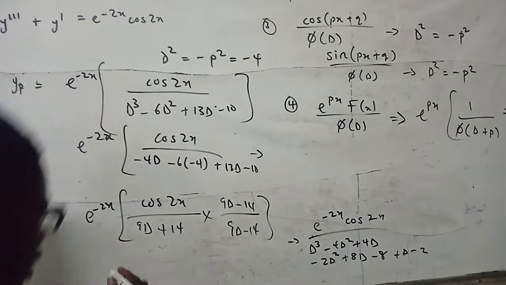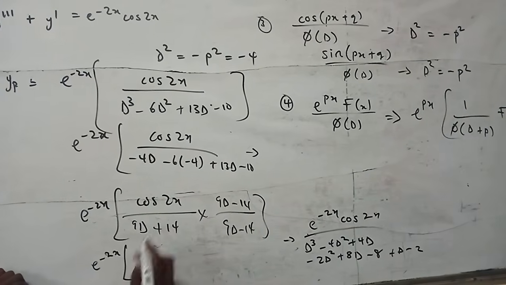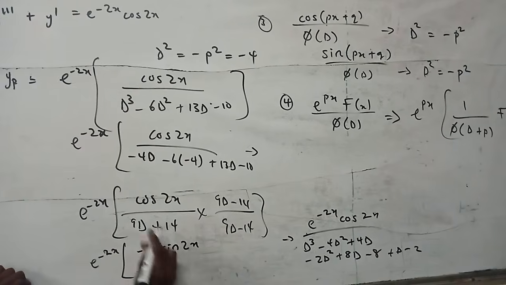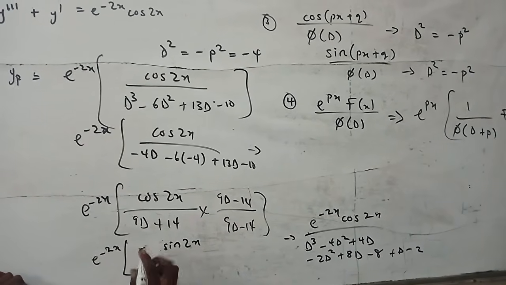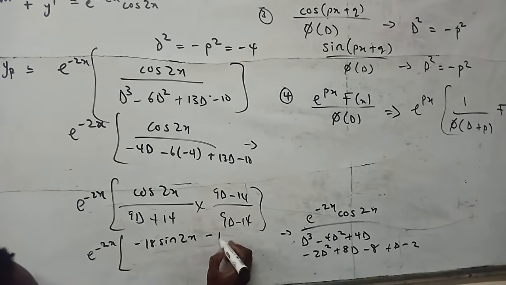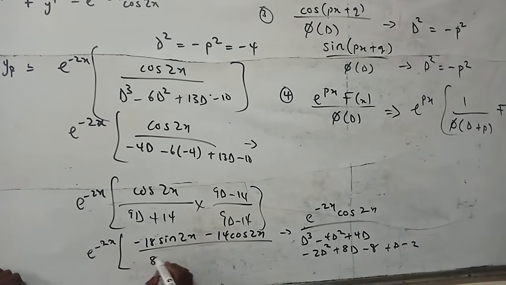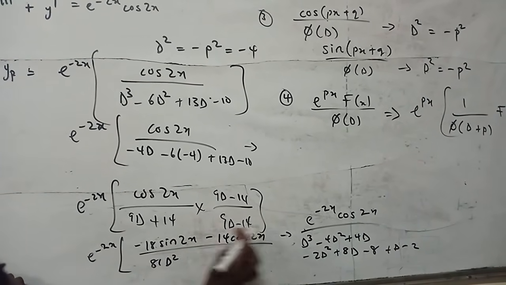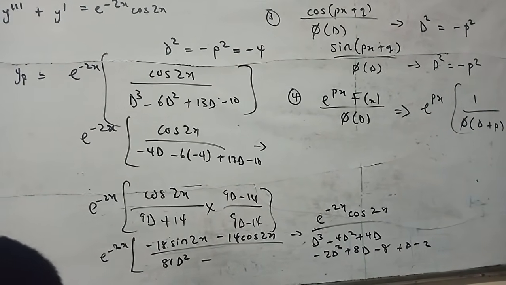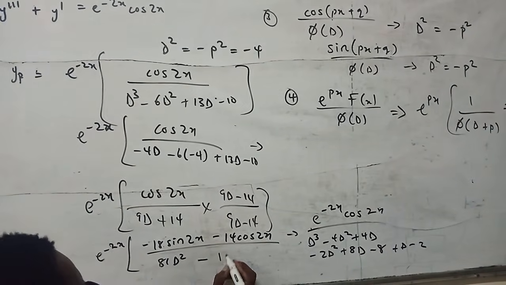So this is going to yield something like e raised to power minus 2x. 9 times the differential of this, which is minus 2 sine 2x, gives minus 18 sine 2x, minus 14 cos 2x, everything over 9 times 9 is 81d squared minus 14 squared. 14 times 14 is 196.